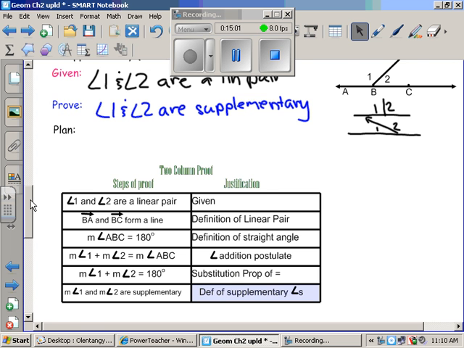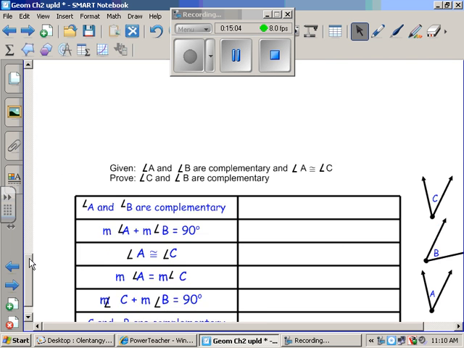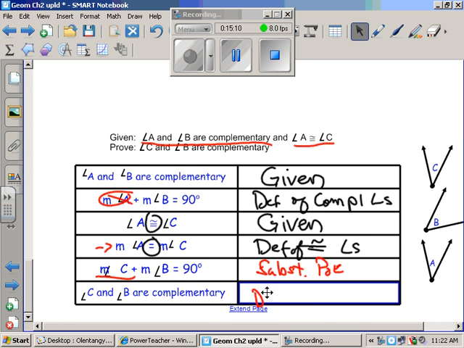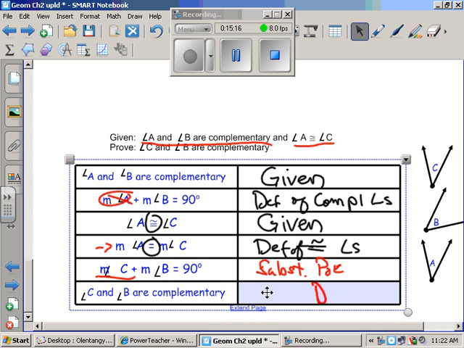For the next one, I already wrote the proof. I want you to give the reason. Turn that on. So, why won't that work? Let me put this down.